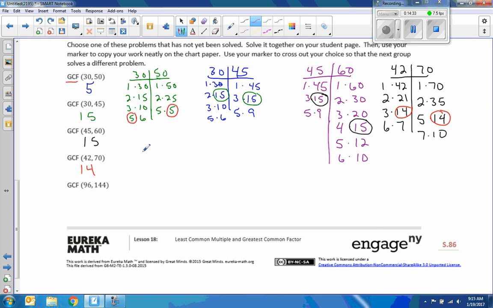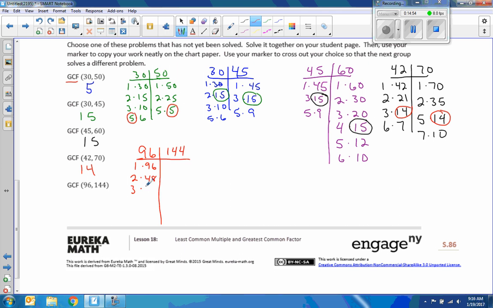And finally, 96 and 144. Greatest common factor of these two. 96 is 1 times 96. 6 is even, so it's divisible by 2. 48. 9 plus 6 is 15. 15 divided by 3 is 5, so 3 will go.